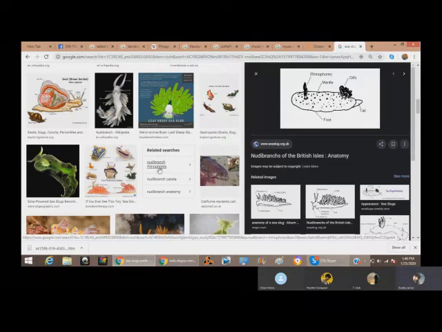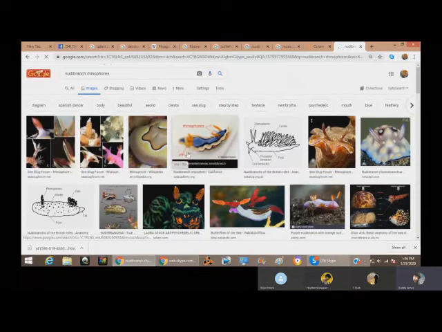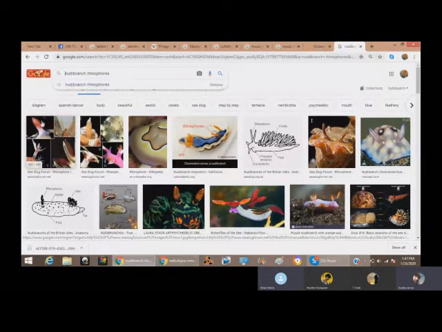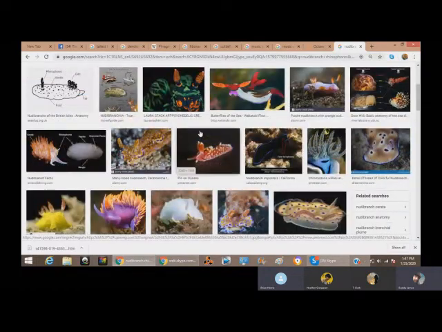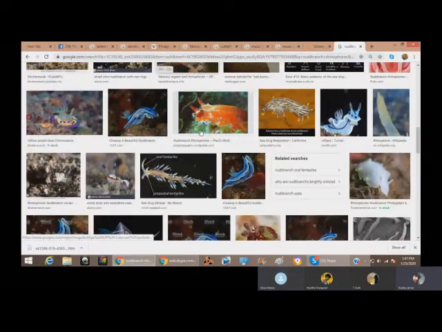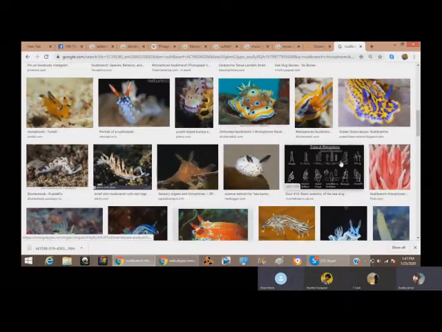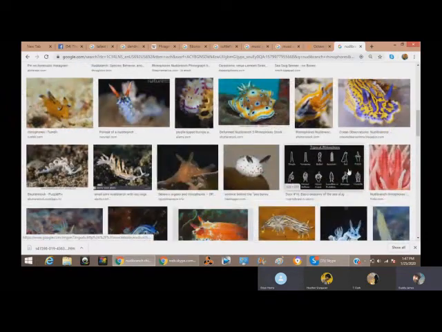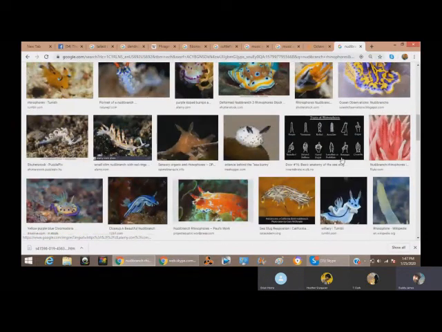Nudibranch rhinophores. Nudibranch means their gills are on the outside of their body. Nudibranch. That's a cool word for gills outside of your body. I got my nudibranch showing. I'll show you my nudibranch. You show me yours. Nope, mine's retracting. I take it back. Types of rhinophores. Here we go. Oh my! Look at these.